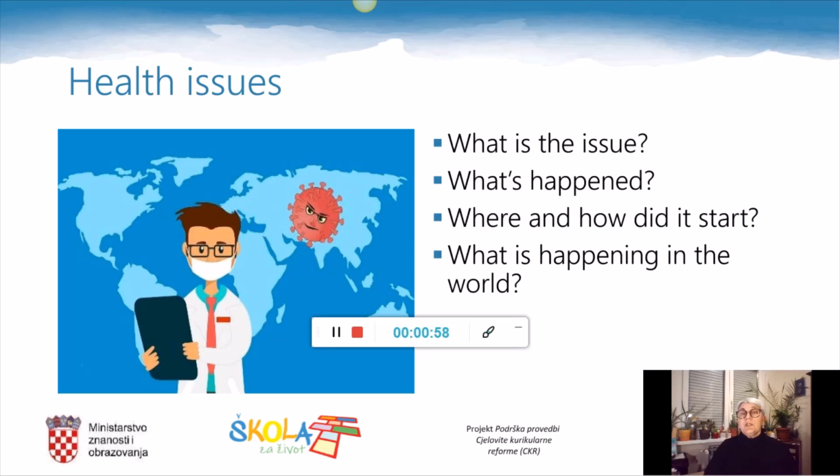These 4 questions will help you. The questions are: what is the issue? What's happened? Where and how did it start? What is happening in the world? Please pause the video and write your answers into your notebook. Think about how much you have already heard, what you know about China, if you can name the issue, and how much you know about what's happening in the world.